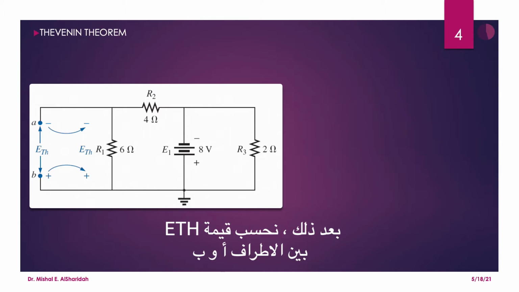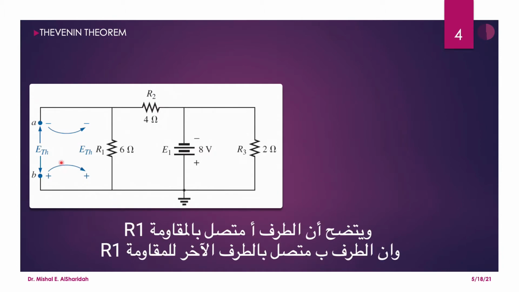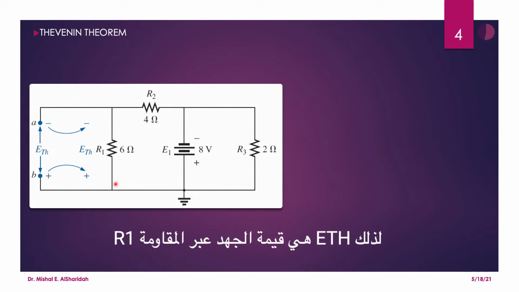Next, we calculate the value of E Thevenin between terminals A and B, and it is seen that terminal A is connected to R1 and the terminal B is connected to the other side of resistor R1. Therefore, E Thevenin is the value of the voltage across resistance R1.